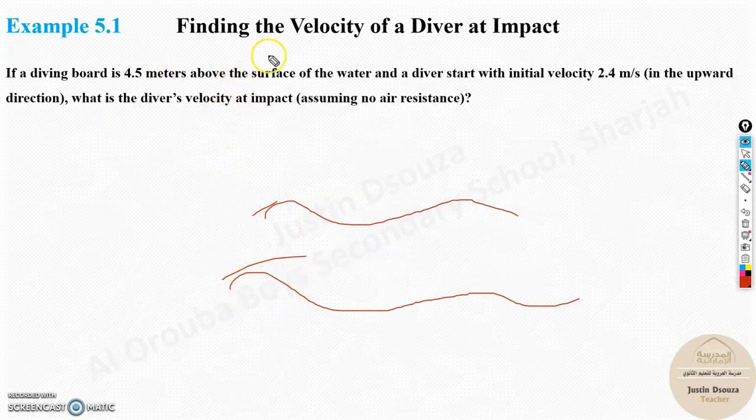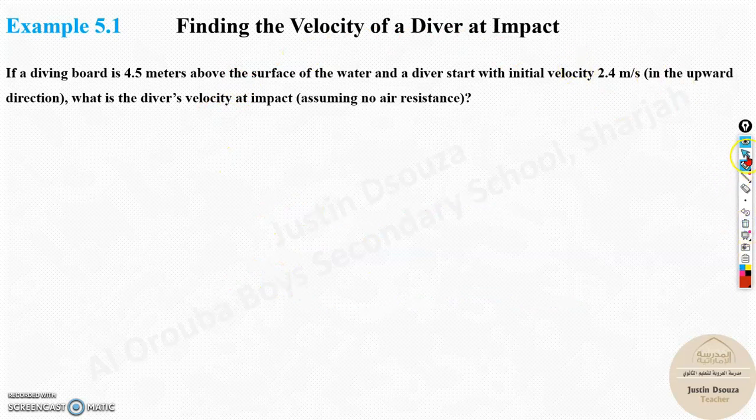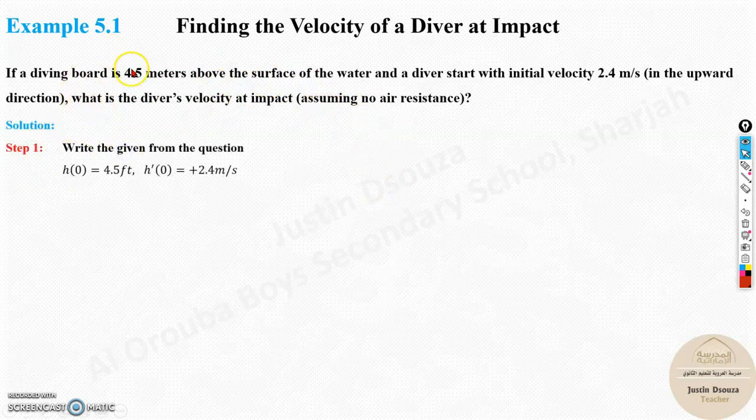Okay, very high. So now, with the velocity already given, they want to know the diver's velocity at impact. First thing, let's write the given. H of 0, meaning the initial condition, height is 4.5 meters. I apologize for the mistake, it should be meters, not feet. And the velocity is given as 2.4 meters per second. Sorry, this is m and this is plus 2.4. Okay, that is it.